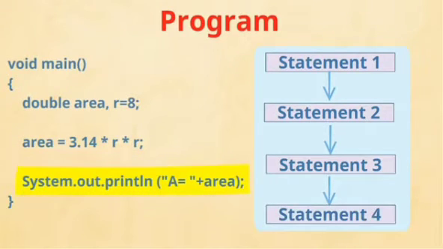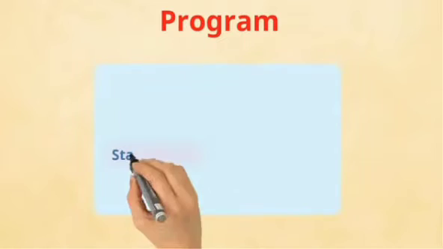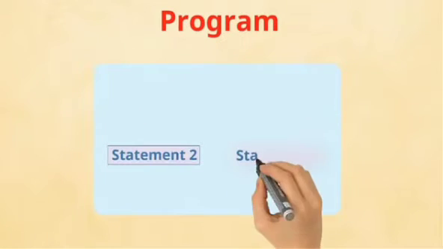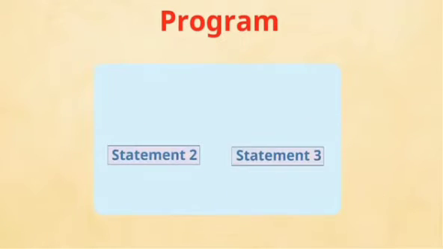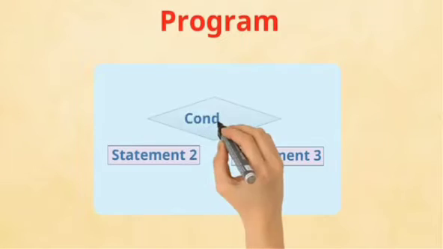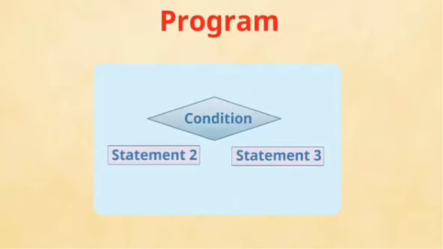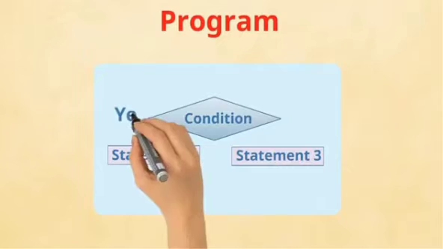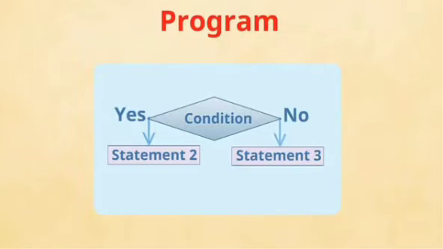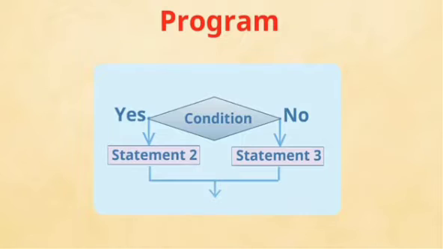But sometimes, during execution of a program, the user may need to transfer the control to a specified location in the program by skipping some lines. This can be done through conditional flow of control. Here a condition is there. If the condition is true or yes, one statement is working. If the condition is false, another statement is working.